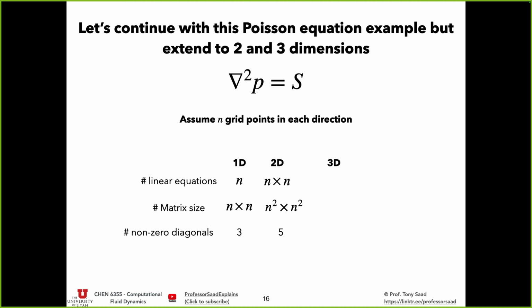Okay, what about 3D? Number of equations? So this is going to be n by n by n grid. So how many equations are you going to have? N cubed, right? So it's going to be n by n by n, exactly. Because you have one equation per point. One discrete equation per point. You have n cubed points, n by n by n. Okay, what is the matrix size now?